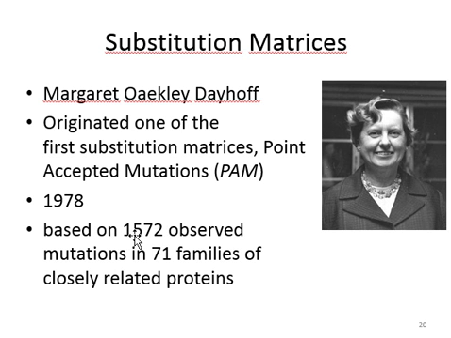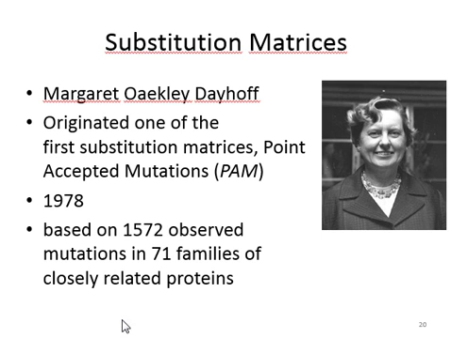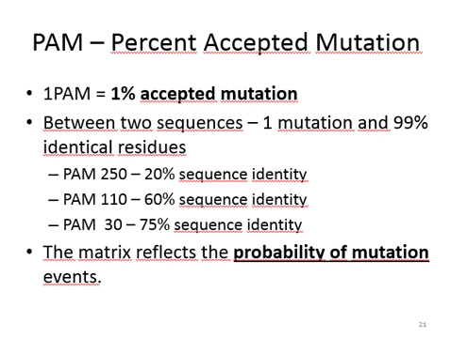Margaret Dayhoff was one of the persons that developed the first point accepted mutations in 1978, and she observed mutations from 71 families of closely related proteins. At that time, there were few proteins studied, although based on this, she could prepare a substitution matrix and weight the substitution of one amino acid to the other, and the matrix is 20 by 20 amino acids.